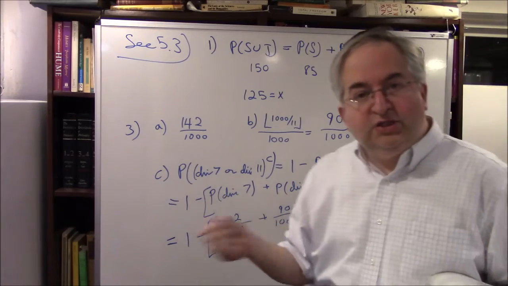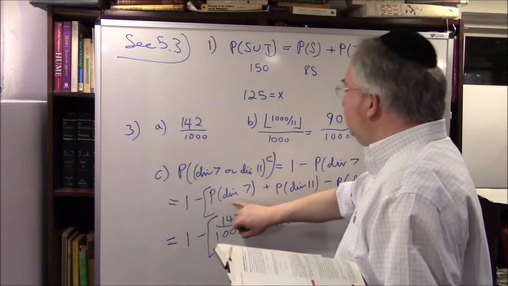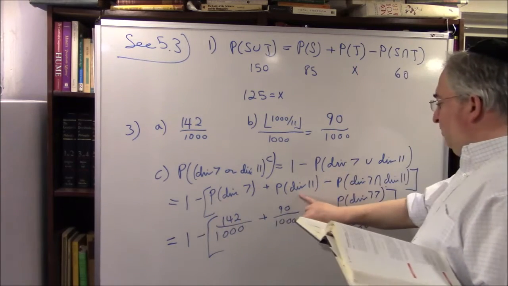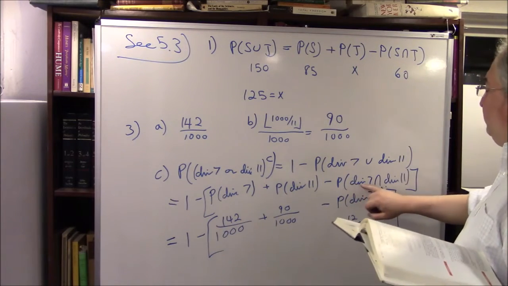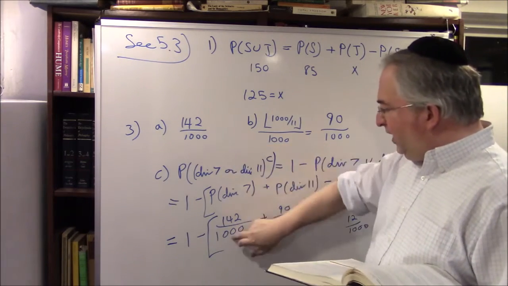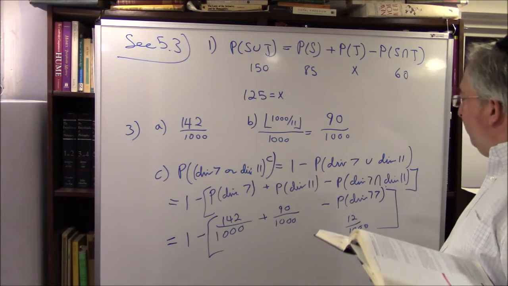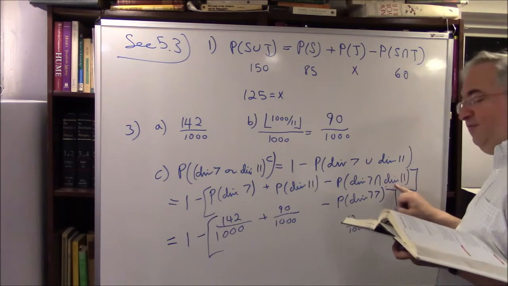Well, this is the whole inclusion-exclusion thing. So it goes as follows. 1 minus divisible by 7 plus divisible by 11 minus divisible by 7 and 11. Okay, so divisible by 7, we figured that out already. Divisible by 11, we figured that out already. How about divisible by 7 and divisible by 11?